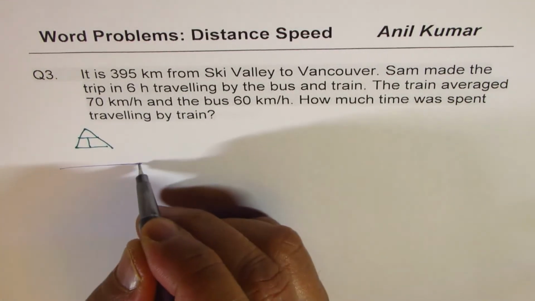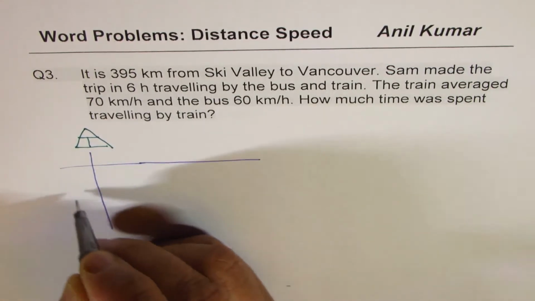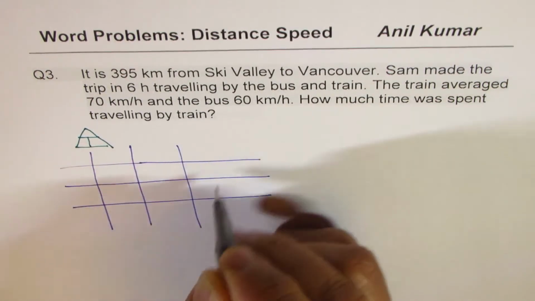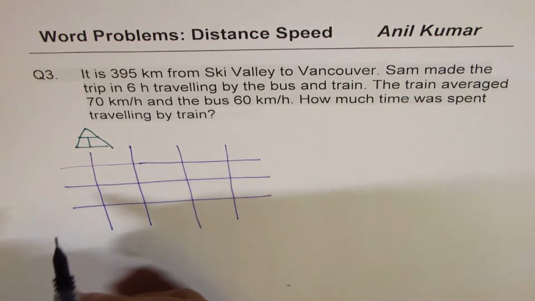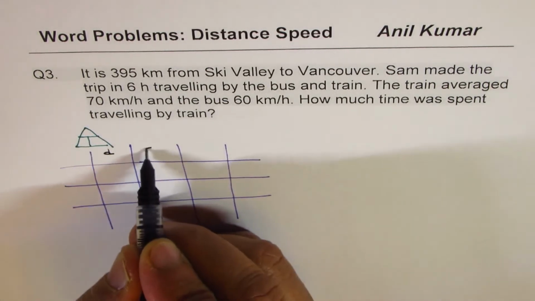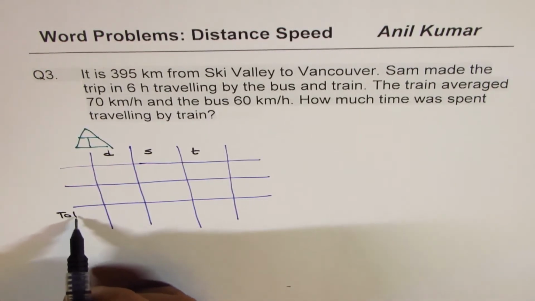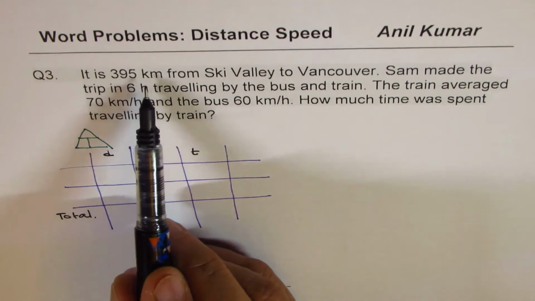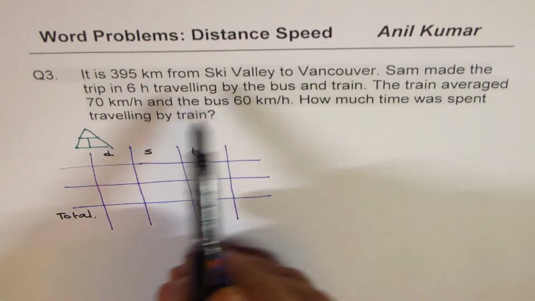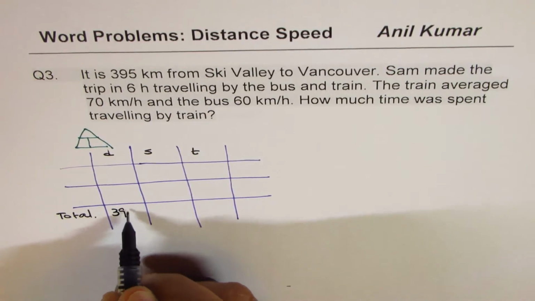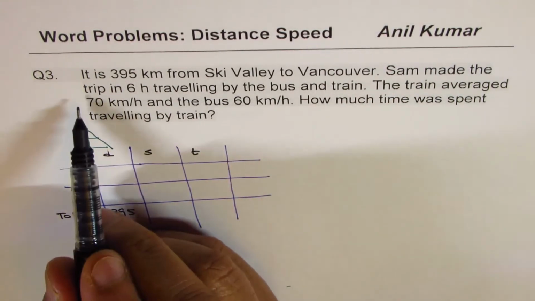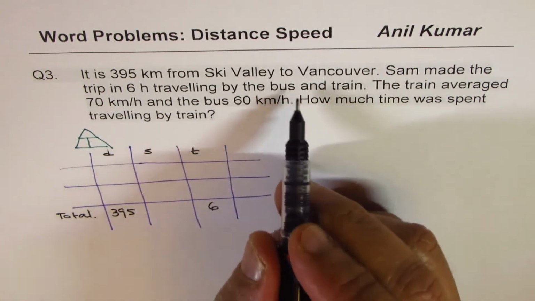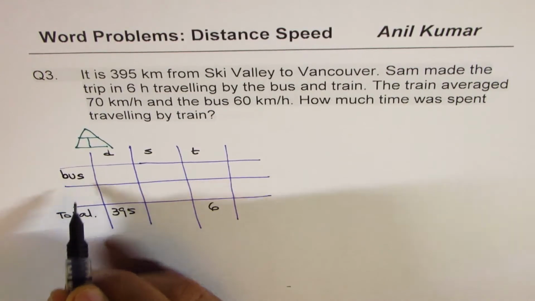So our table is given different situations. Those are the columns for different situations, and these three are distance, speed, and time. Perfect. So normally we'll write distance here, speed, and time, and that is for total. Correct? So let's see how to fill this up. It is 395 kilometers from Ski Valley to Vancouver. This is total distance, so we'll write 395 here. Sam made the trip in 6 hours traveling by bus and train. So this is total time, 6 hours. Traveling by bus, so we'll write bus here and train.